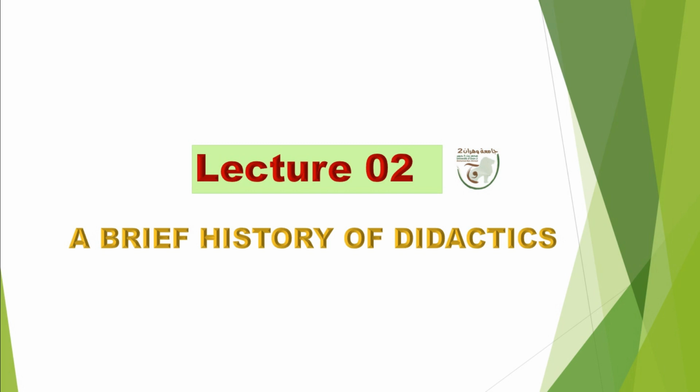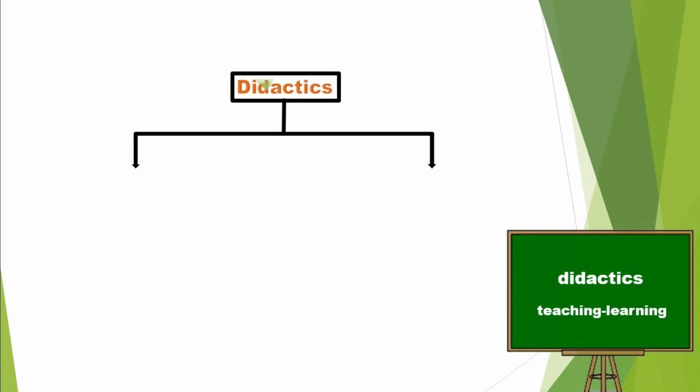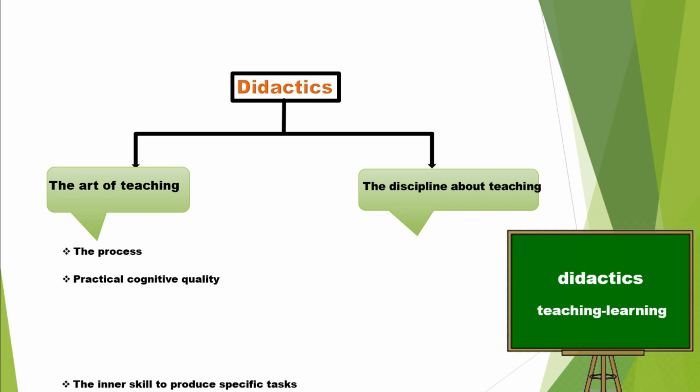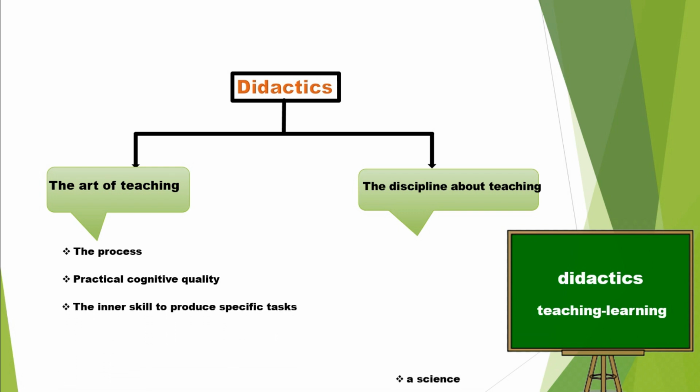If you are interested, stay tuned to discover the major terminologies, concepts, and skills needed in any teaching learning situation. Didactics may be defined in two ways: as the art of teaching or as the discipline about teaching. In the first sense, the art explains the process as the practical cognitive quality, the inner skill to produce specific tasks. In the second sense, didactics as a science refers to clear, ordered, supported concept in theory.